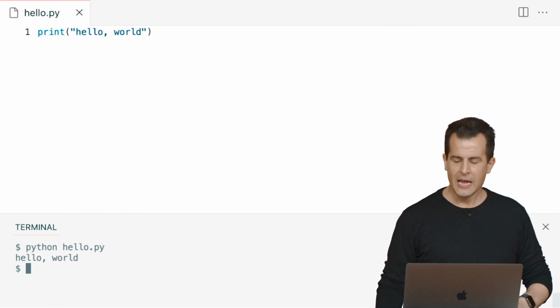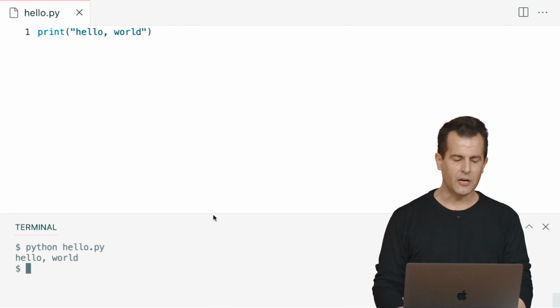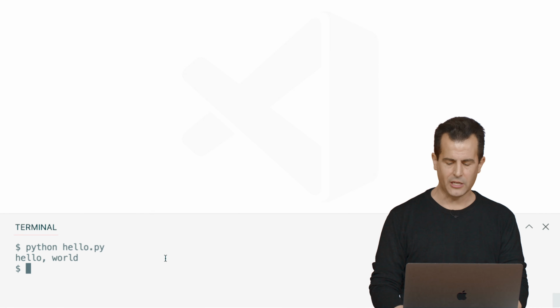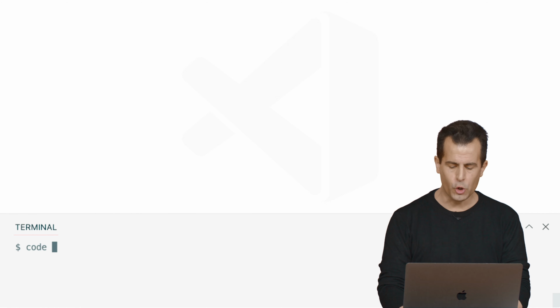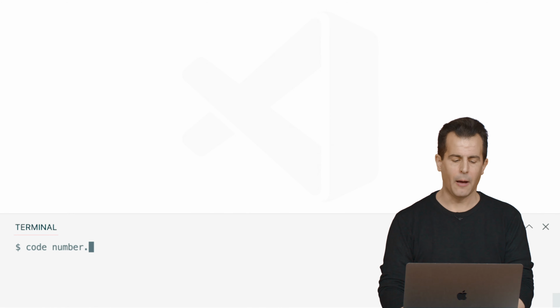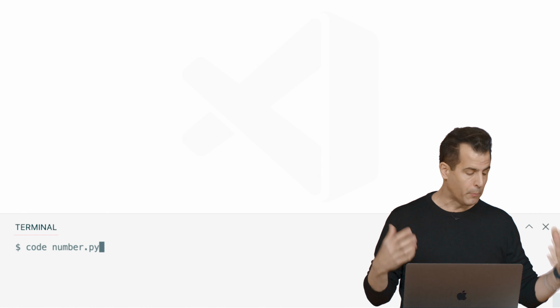So for instance, let's go back over here to VS Code. And let me propose that we take a look at a new file altogether. I'm going to close hello.py. And I'm going to write code number.py. So let's play around with some numbers in Python.